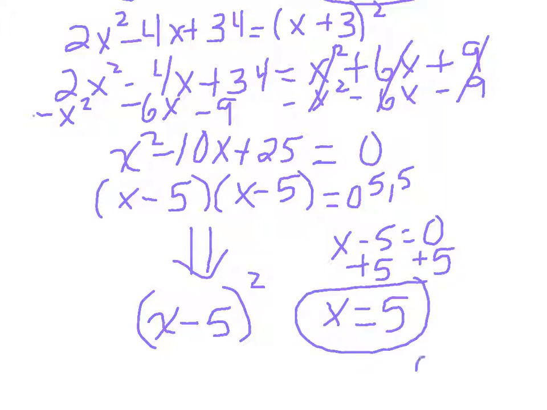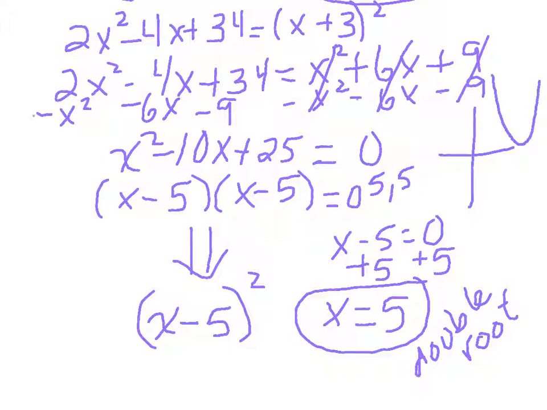X equals 5, and this goes for both parentheses. We would call this a double root. And it means that, if you're into the parabolas and have studied quadratics a little bit, the vertex of the parabola is going to come down and just kiss that right at 5. And that's your one root for that parabola.